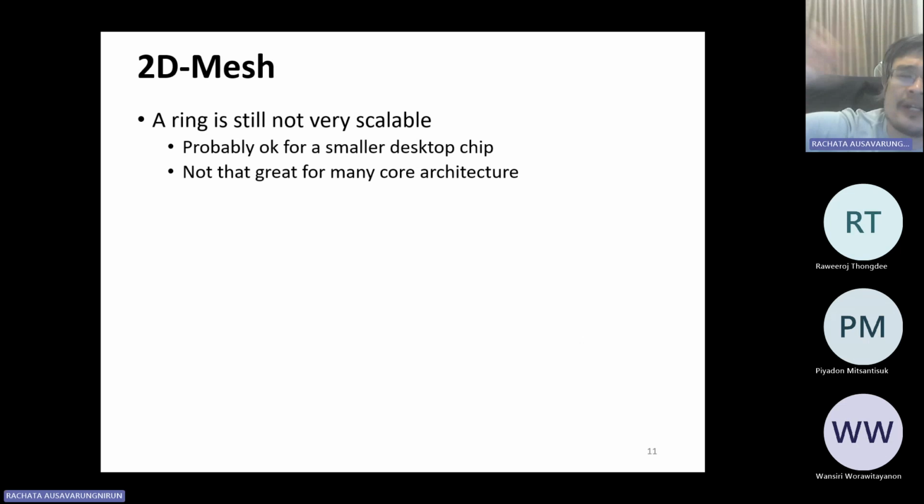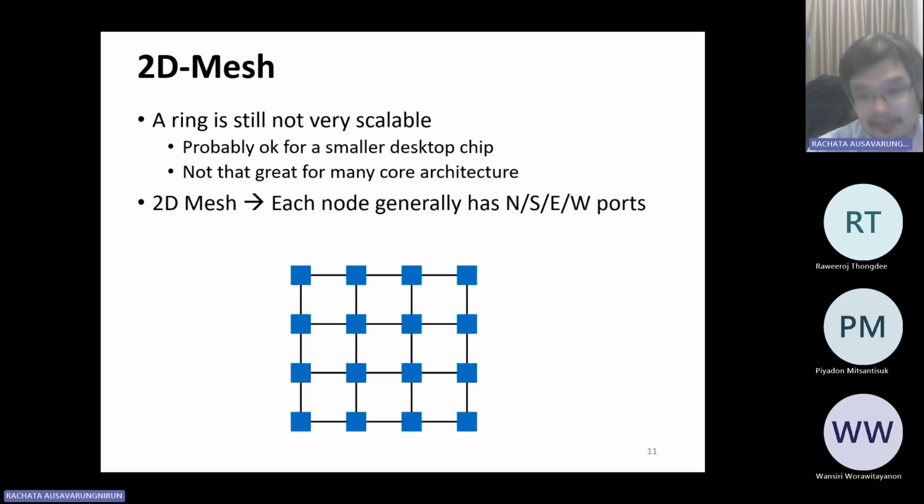So to address scalability, many people have been using this 2D mesh. The way it works is something like this. I have 16 nodes, so I'll do a 4 by 4. Each node can have up to 4 ports: north, east, south, and then west. North, east, south, west. That's it.